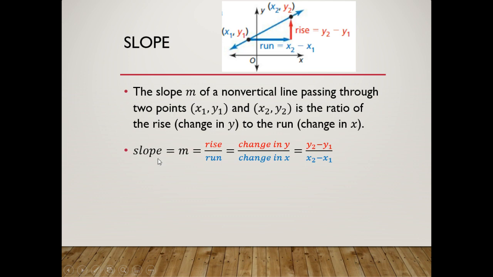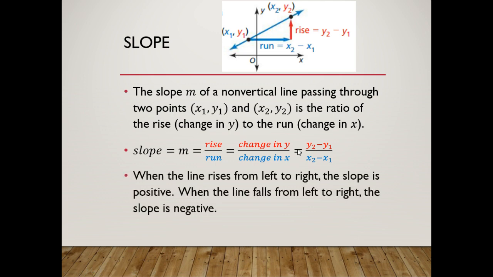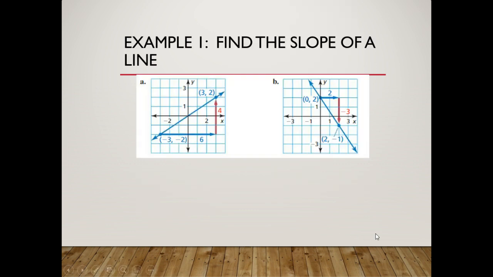So slope is calculated in this fashion. It's the rise over the run, in other words, the change in y over the change in x, which we can calculate by doing y2 minus y1 over x2 minus x1. When a line rises, now this is always going from left to right, that's how we read, when it's rising, the slope will be positive. When it falls, the slope will be negative.